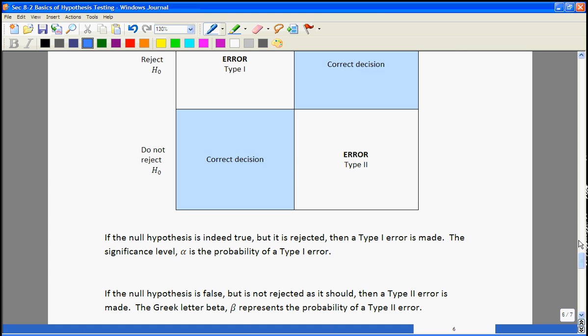So if the null hypothesis is indeed true, but we reject it and say, no, it's wrong, then a type 1 error is made. The significance level alpha is the probability of a type 1 error. So you'll see those two used together. If the null hypothesis is false, but it's not rejected as it should be, then that's a type 2 error. And the Greek letter beta represents the probability of a type 2 error.